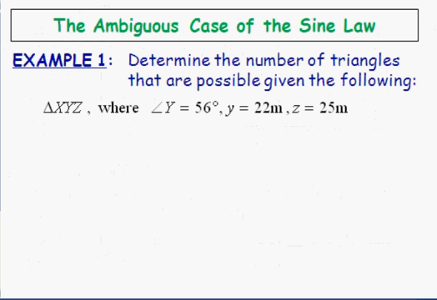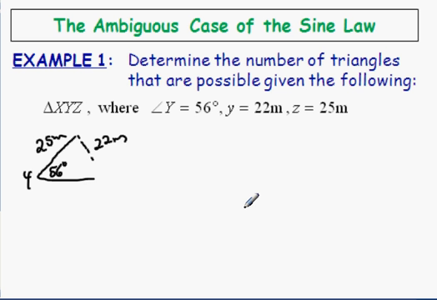So for the first example, we want to determine how many triangles are possible. We don't have to actually solve, we just have to figure out how many are possible. So the first thing you want to do is just make sure you have all of your values in the right spot. So we have angle y is 56, and side y, which is this side over here, is 22, and our other side is 25 meters.